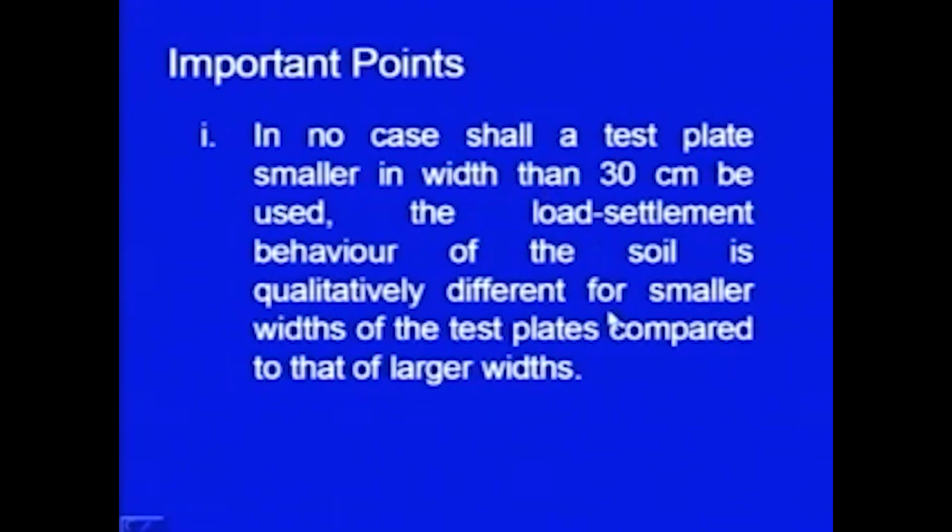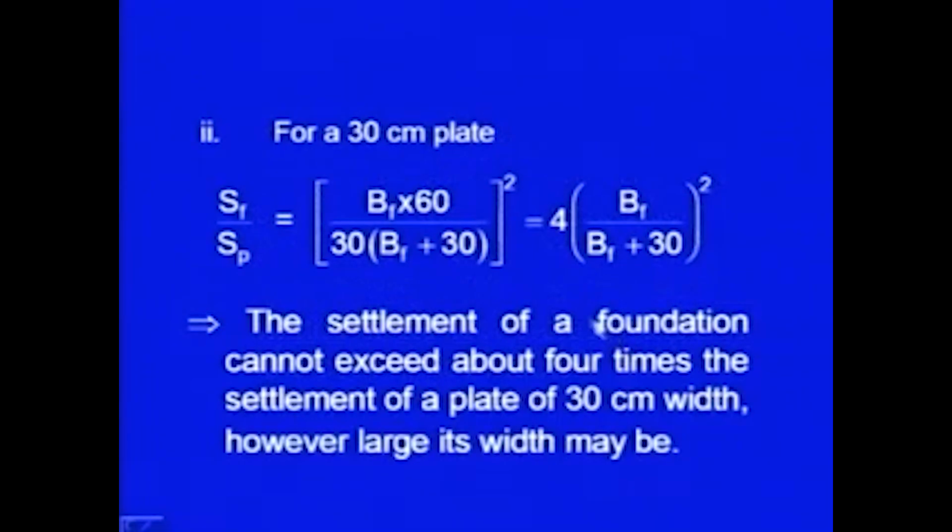There are some important points which I should discuss before we take up some examples to explain this curve. In no case shall a test plate smaller in width than 30 centimeter be used. So, it is an important specification that the test plate should not have dimensions smaller than 30 centimeter. For a 30 centimeter plate, if I calculate Sf upon Sp, putting Bp equal to 30, you will get this expression. If you take a large Bf value, where Bf is in centimeter, the ratio of 30 upon Bf plus 30 will approach 1.